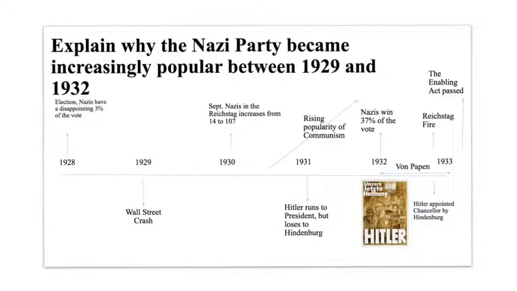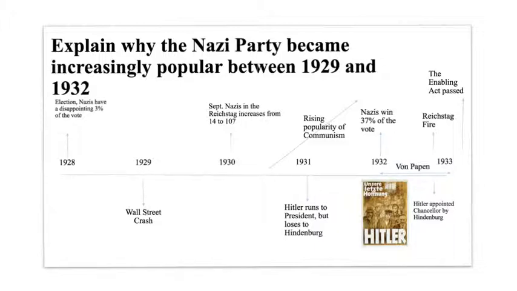This podcast and video is being made to help my Year 10 and 11 students understand how to answer the 6-mark question, explain why the Nazi Party became increasingly popular between 1929 and 1932. Now, this is for a DIRT lesson, but I also think this would be a really useful thing for Year 11s to be doing if you're practicing and revising and getting ready for your exams in the summer. So we're looking at why the Nazis became popular.